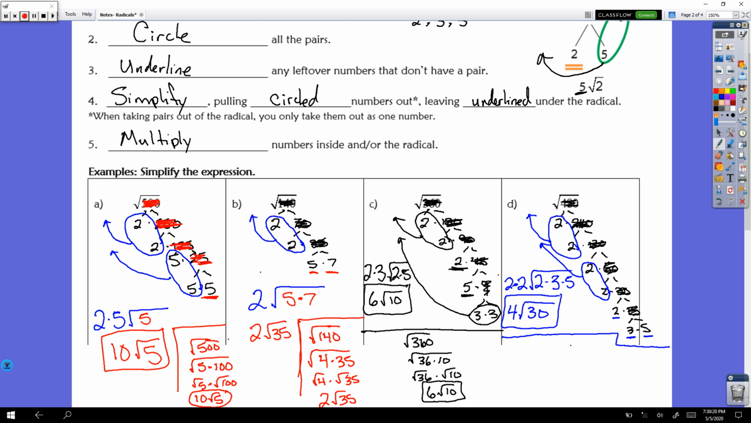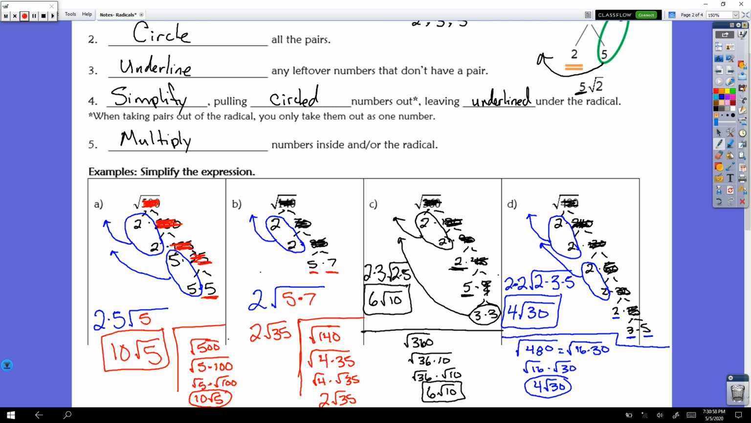Perfect square way. 16 times 3 would give me 48, right? So if it was 480, that would be 16 times 30. Sixteen's a perfect square, right? So I would have the square root of 16 times the square root of 30. Square root of 16 is 4, and then I just have the square root of 30 left.